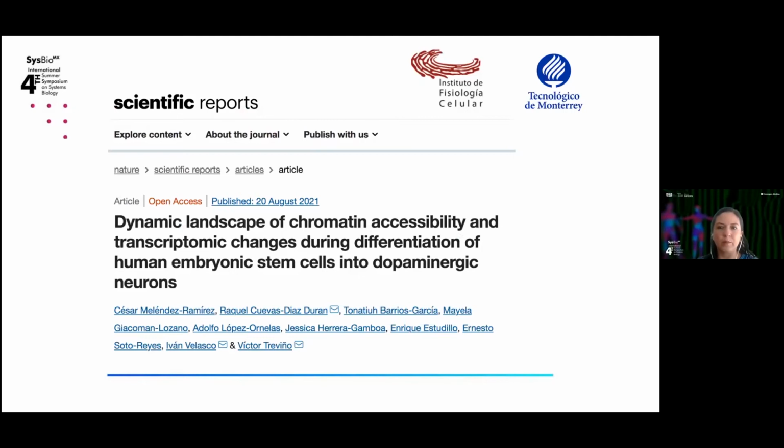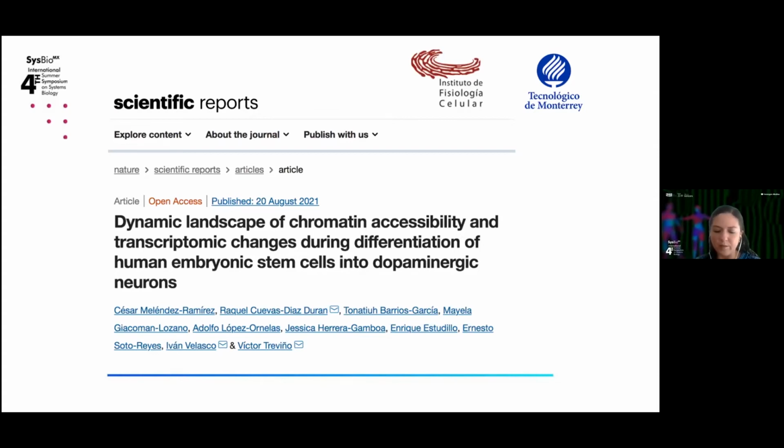So the first project I want to talk about is a collaboration with the Instituto de Fisiología Celular of UNAM and the UAM, and we are studying the differentiation of pluripotent stem cells into dopaminergic neurons. We know that these are the neurons that are mainly affected in Parkinson's disease.